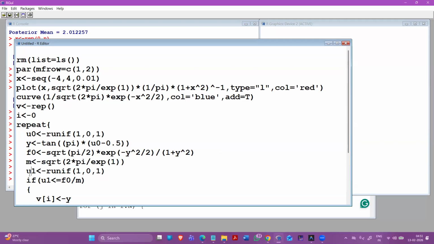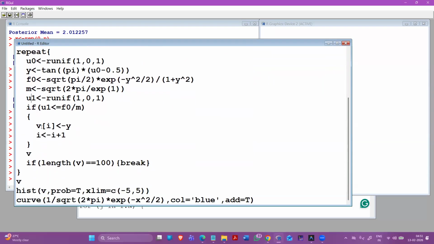Okay, after that, in u1 we are going to generate the uniform distribution again. All right, and after that we are going to apply this. If u1 is less than or equal to f naught divided by m, then at that time v i equals y. Otherwise, again i equals i plus 1. Again the iteration should go above and generate the random number, and then again check this condition. It should go up to the length of 100, meaning 100 random numbers I need to generate. Till that, this loop should continuously run.